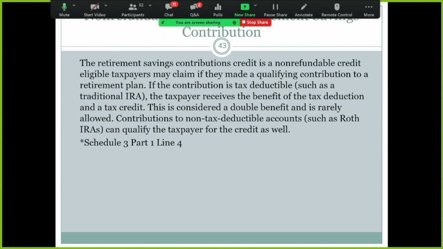And this is rarely done. This is the only time we've seen this in the tax code. This is considered a double benefit. Contributions to a non-tax deductible account, such as Roth IRAs, can qualify the taxpayer for the credit as well. But again, no worries. Information input into TaxSlayer is going to automatically compute this. And you typically will see an amount on the W-2, box 12, and common codes that you might see are D and G.